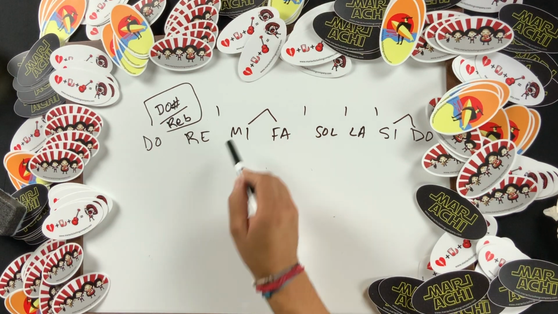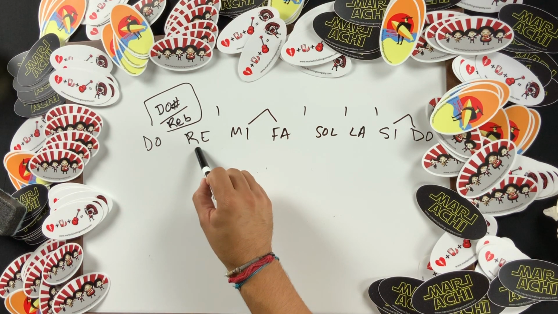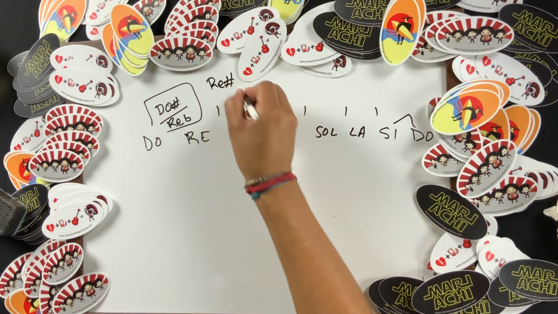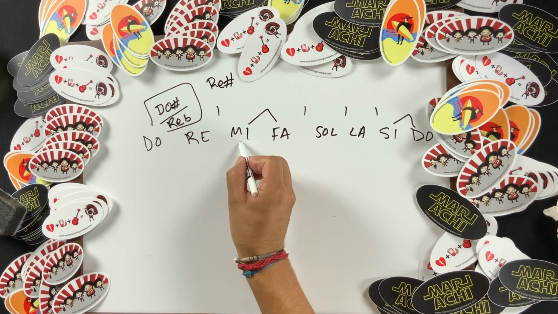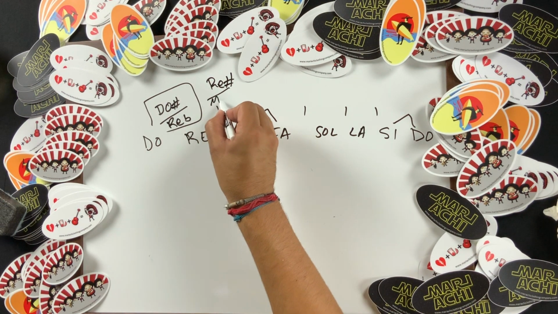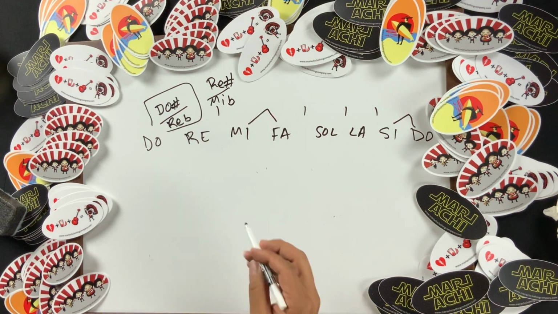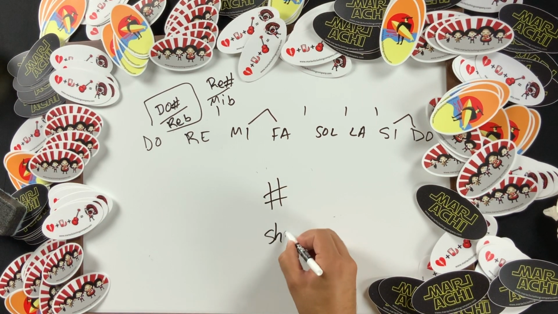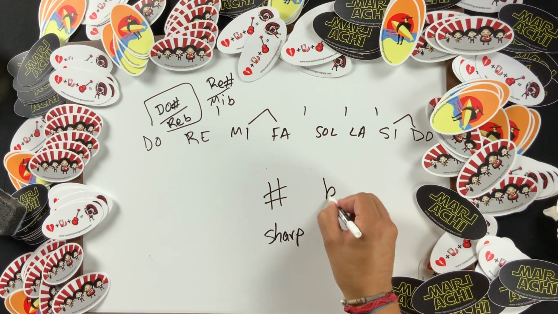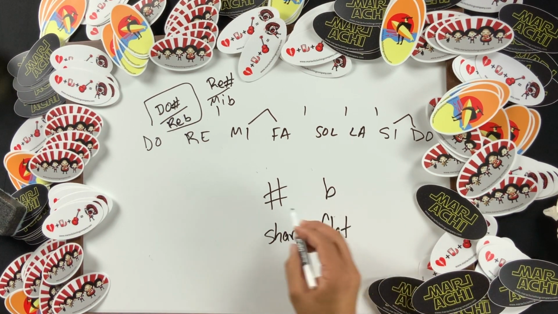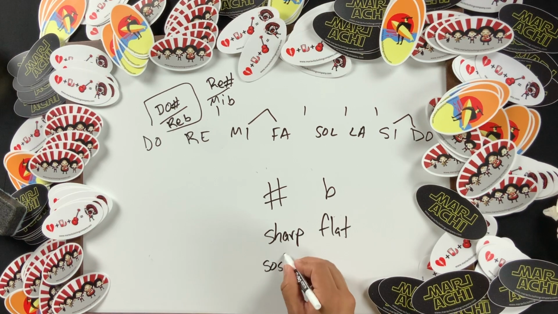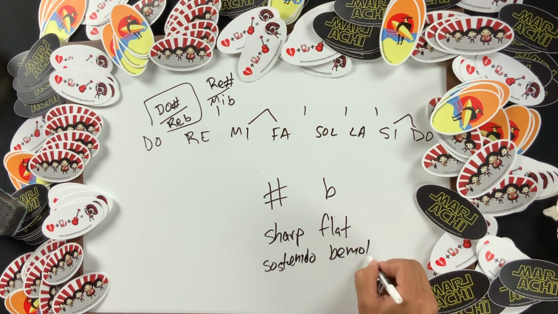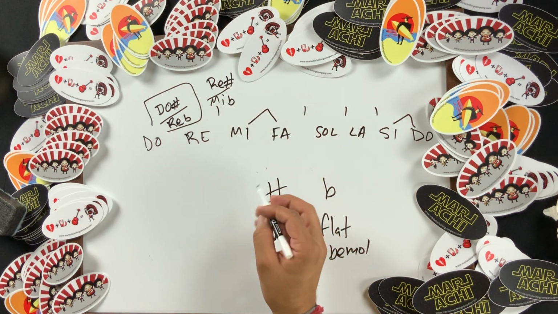Between re and mi, we raise the pitch of re by a half step. That becomes re sostenido. We lower the pitch of mi by a half step. That becomes mi bemol, or E flat. These are called, again, sharp, flat, or in Spanish, sostenido and bemol. So re sostenido, mi bemol.